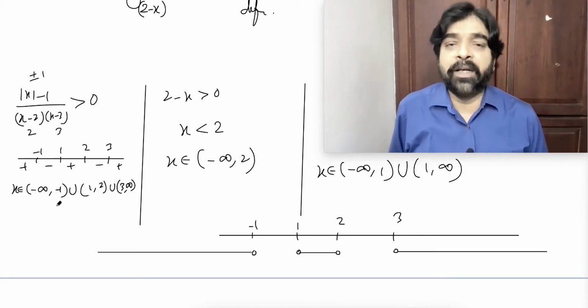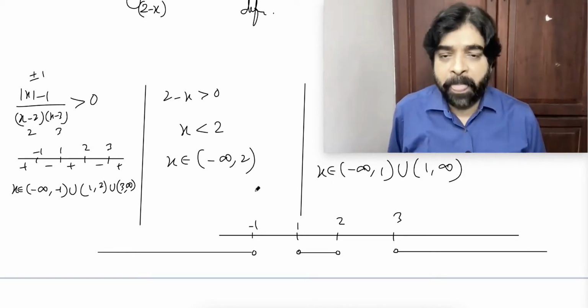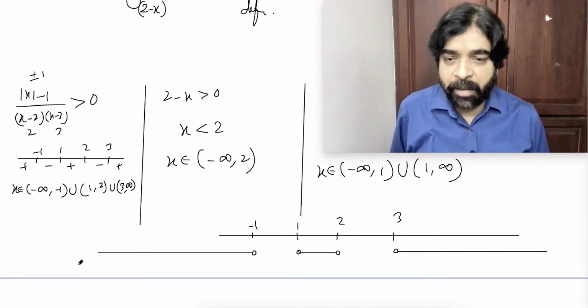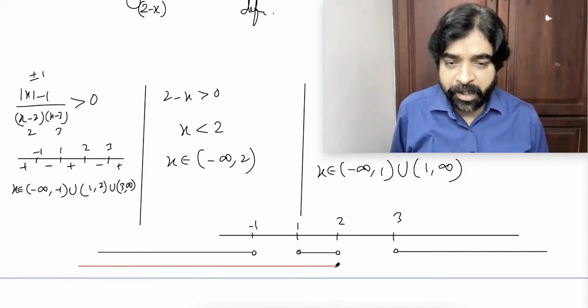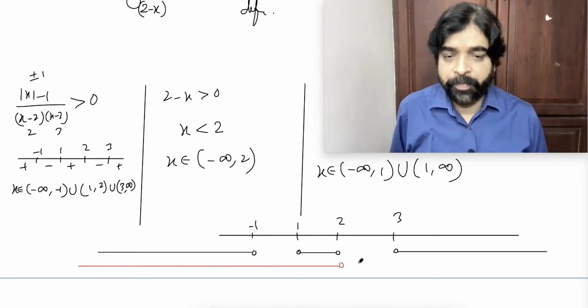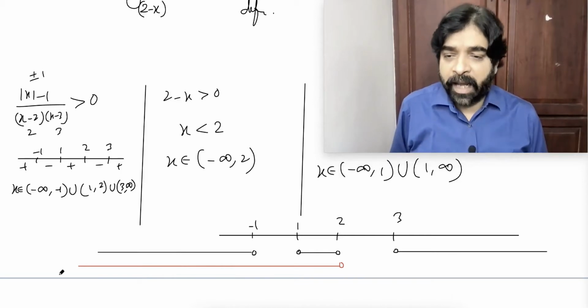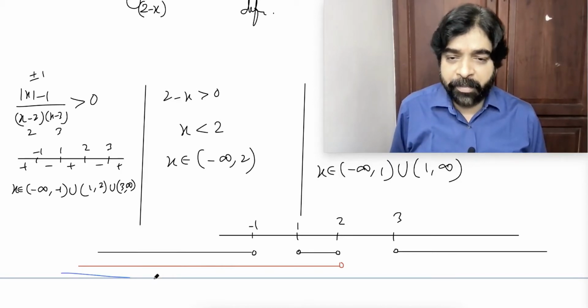This is the graphical representation of this interval. Now, graphical representation of the second interval, a line coming from minus infinity terminating at 2. And graphical representation of the third interval is a line coming from minus infinity terminating at 1. Then again restarting and going up to infinity.